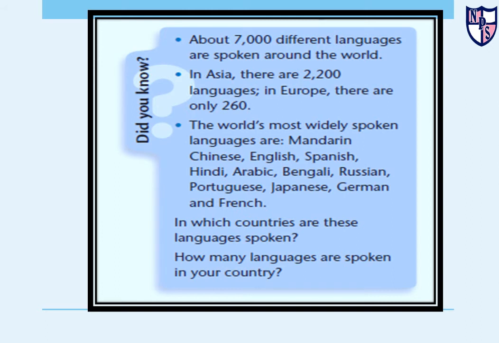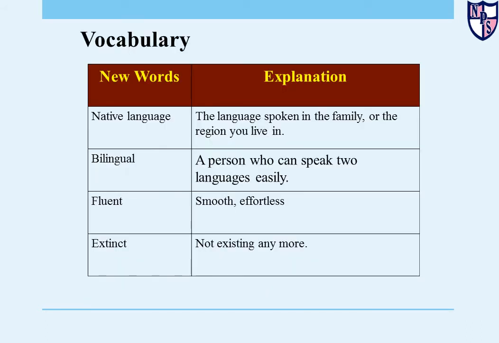Okay. Now the new words we have learned in this lesson are, number one, native language. Native language means the language of a particular region to which a person belongs. For example, in Pakistan we have many native languages like Pashto, Punjabi, Saraiki, Sindhi, Balochi. There are so many languages which belong to certain regions and to the people who live in those regions, and those languages are called native languages.